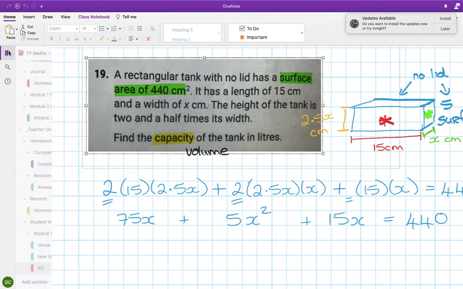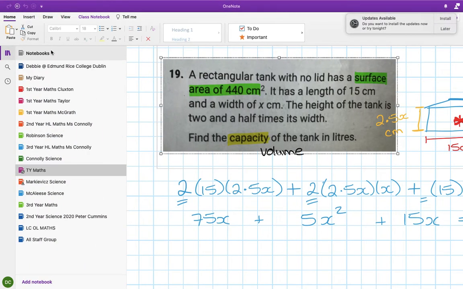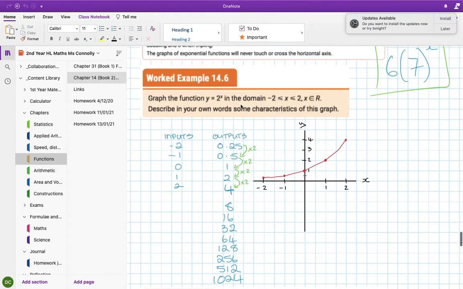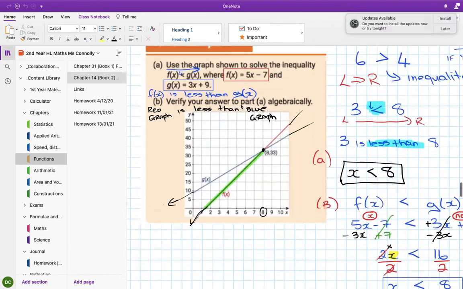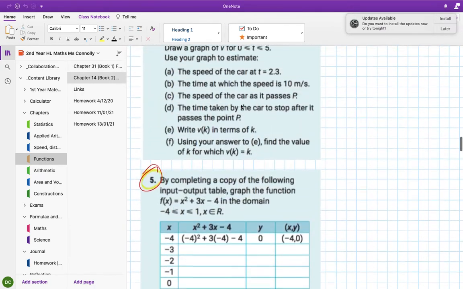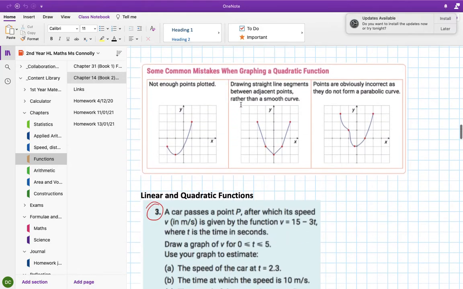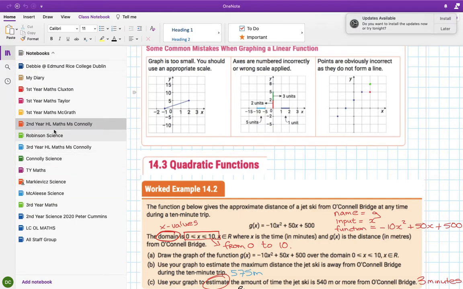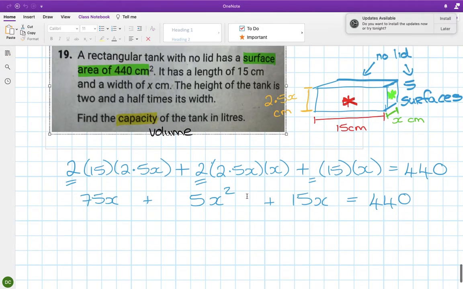Then we have 15x, and then we have equals 440. I can't remember if we've done these. Sorry, I know we haven't obviously done this exact question. I'll come back to this. Arithmetic, speed, distance, time, functions. Did I show you in functions? Yeah, I don't think we solved, sorry, it's called a quadratic equation, and I don't think we've actually learned how to solve these yet. So I'll do it, but I'm not sure you're going to fully understand it.